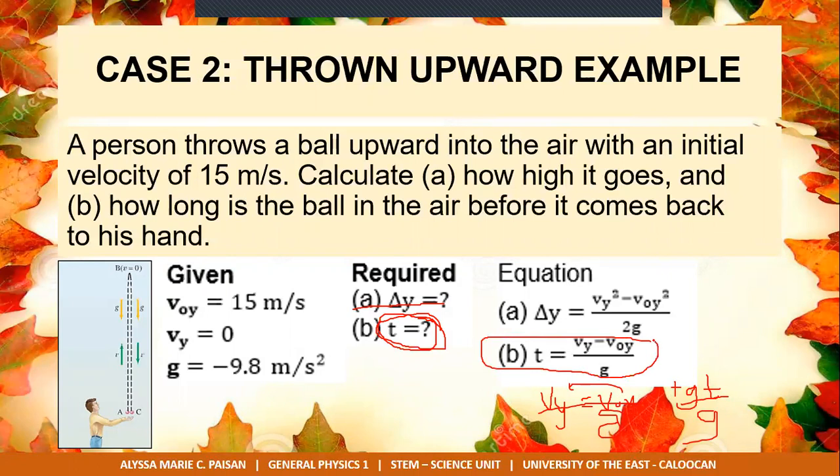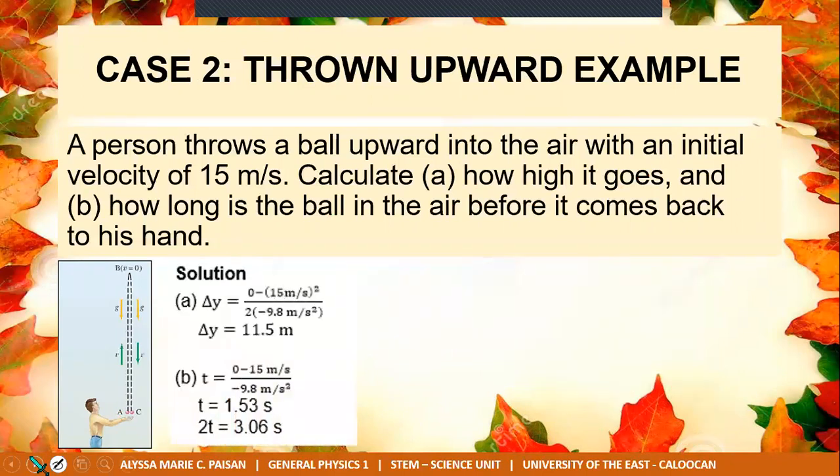Okay? Since we have v y, we have v naught y, and we have g, we would be able to get the time. Pwede nga rin na you get the time first, di ba? Tapos, you use an equation for delta y involving time. Pwedeng ganun. Pero, since pwede naman na we could get delta y without the time, we could follow this and solve according to how they are mentioned in the problem. Next, let's have the solution.